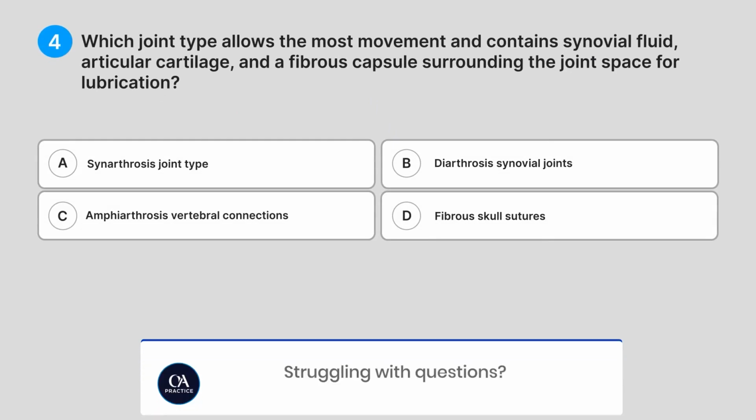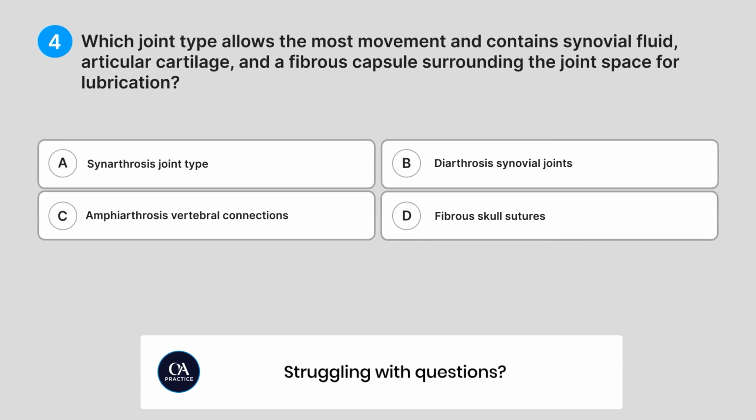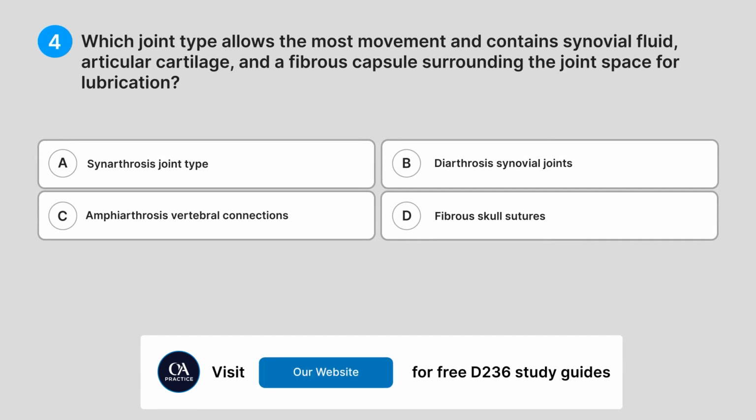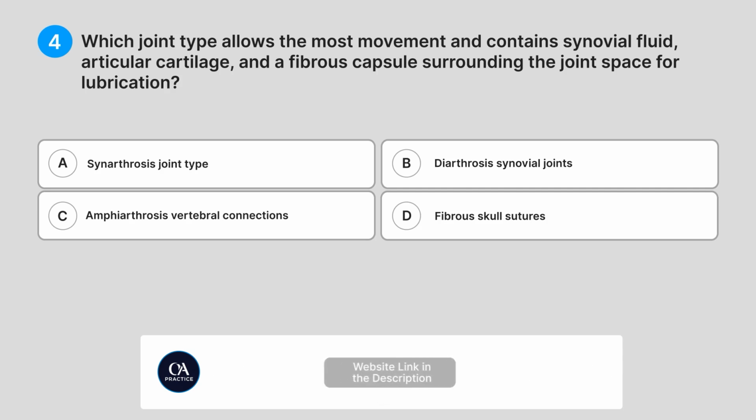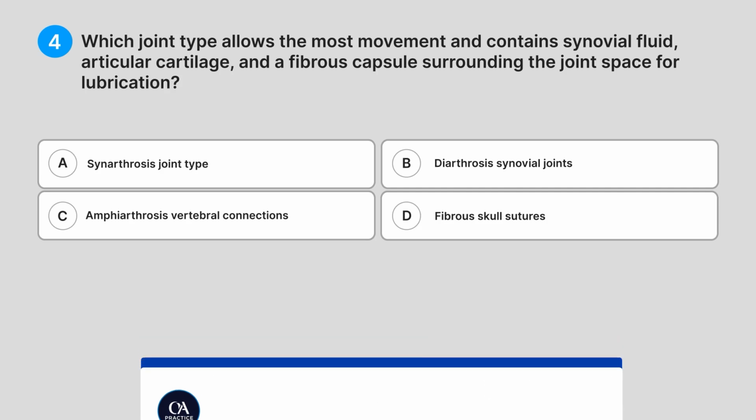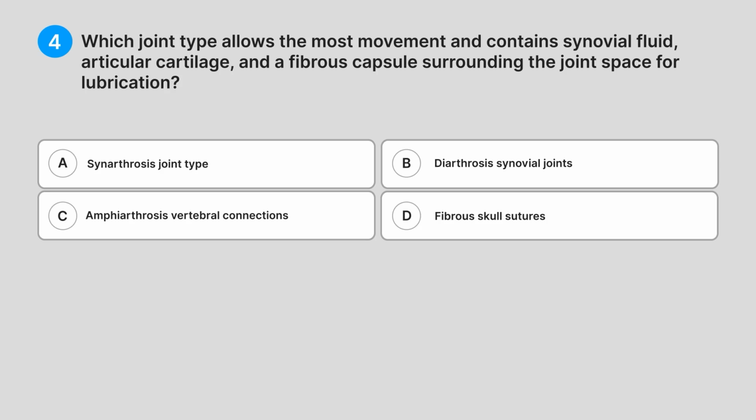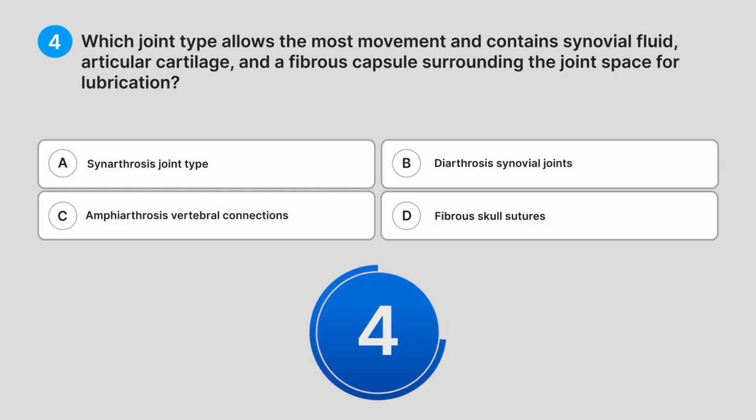4. Which joint type allows the most movement and contains synovial fluid, articular cartilage, and a fibrous capsule surrounding the joint space for lubrication? A. Synarthrosis joint type. B. Diarthrosis synovial joints. C. Amphiarthrosis vertebral connections. D. Fibrous skull sutures. Do you know the answer?